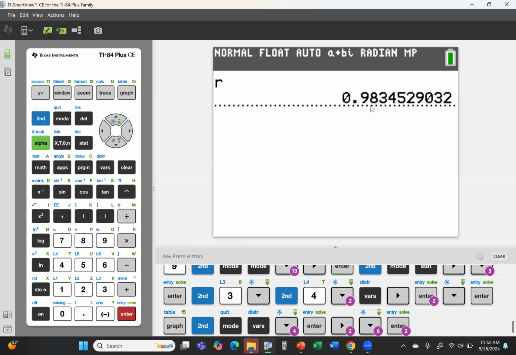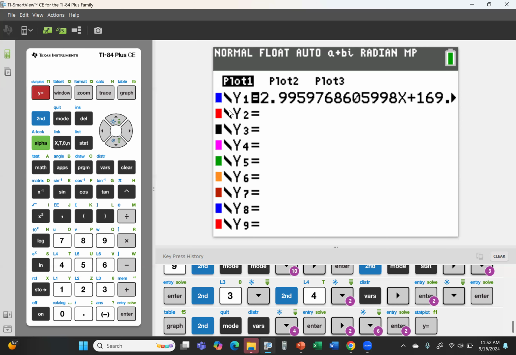Okay, so 0.98 is a pretty good linear model for this data. That's pretty close to 1, so this is a good fit for our data. So our linear model, if I go to the y equals, is approximately 3x plus 169 point something, a pretty good model of our data. All right, now let's go back to our slides for a second.